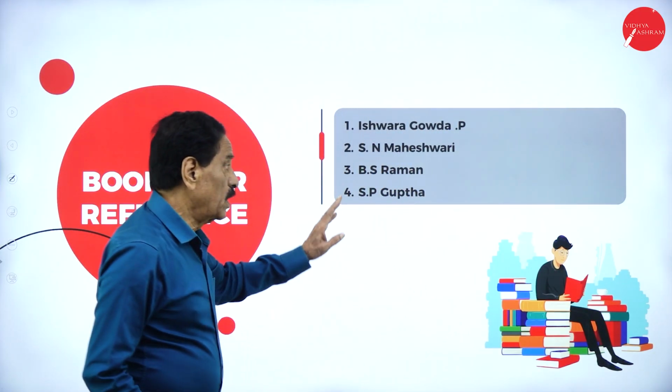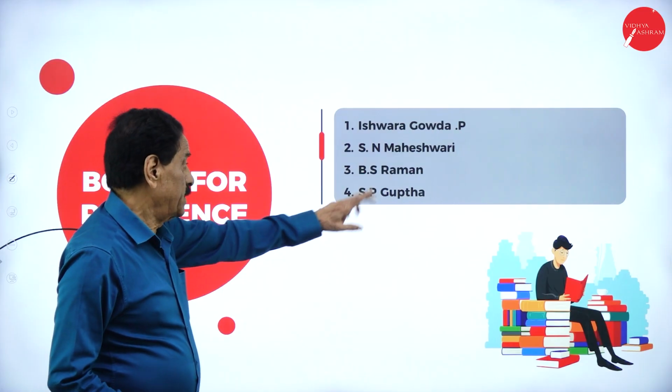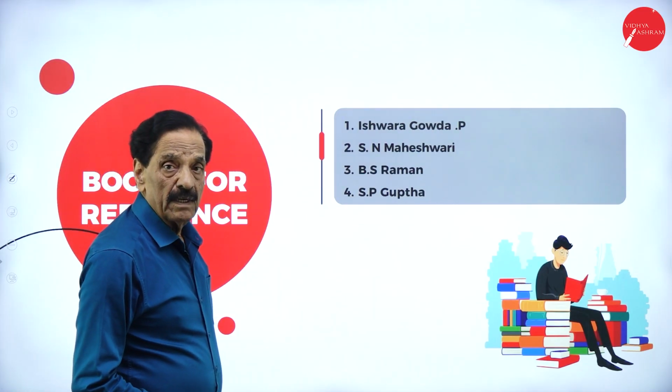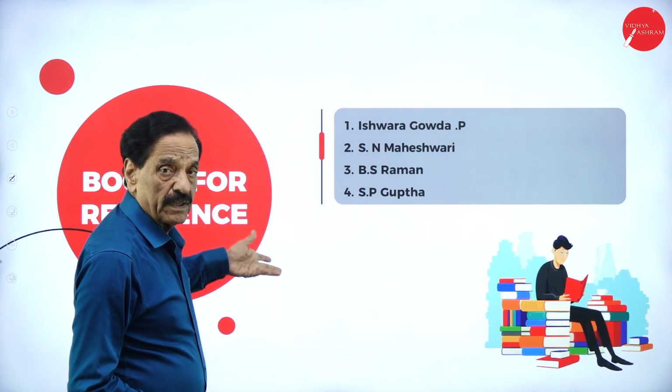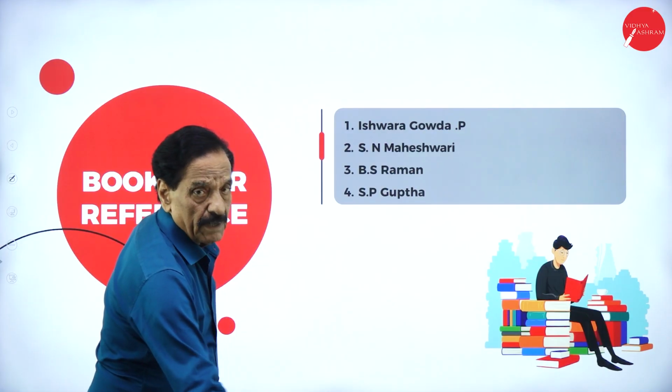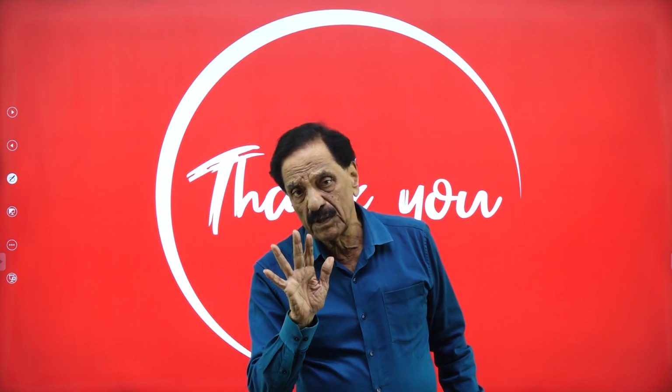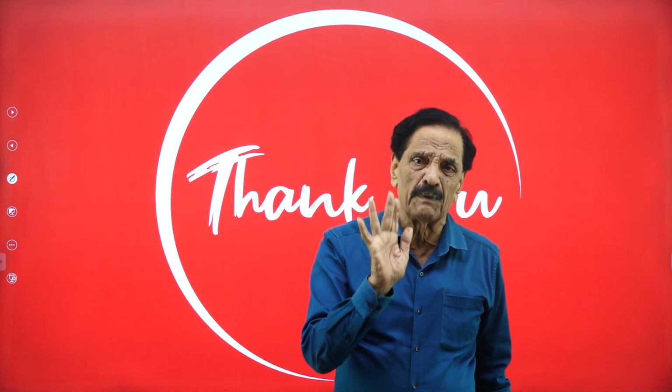Books for reference: good books are Ishwar Gowda, S.N. Maheshwari, B.S. Raman, and S.P. Gupta. If you want, you can refer to these books also. They are available in the library. So they have kept about 5 chapters. All the chapters are very, very important.